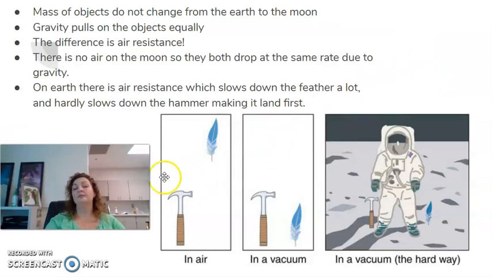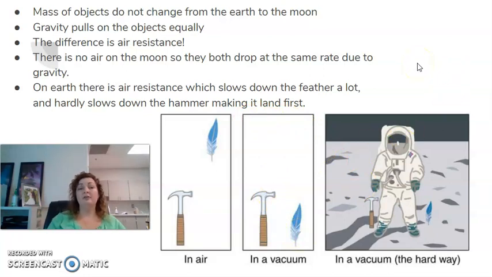And let me just move. There we go. So if we are on Earth, this is what it would look like. We have the hammer and the feather. We drop them. The hammer is going to hit the ground first. If we are on the moon, and this is our astronaut on the moon, he's dropping it from this level. They would both hit at exactly the same time.